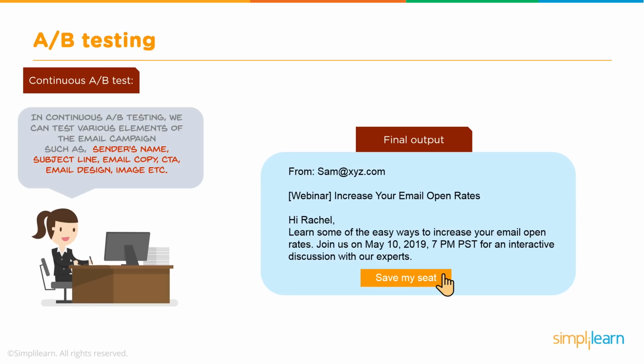But guess what? We're not going to stop testing. So we can continue to test those subject lines, continue to test the messaging, continue to test the email design, continue to test different call to actions, continue to test different images. You're never going to stop testing with email marketing.